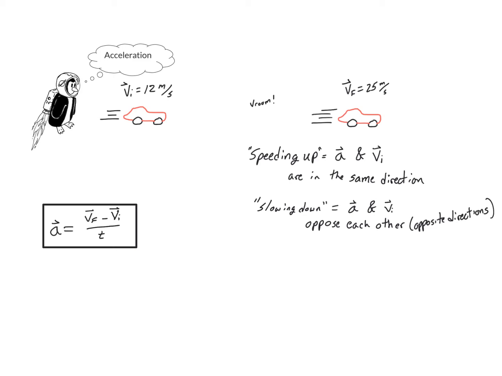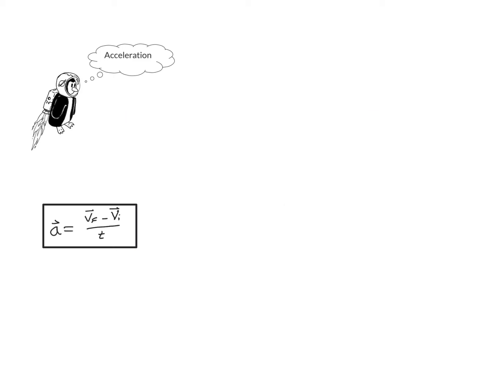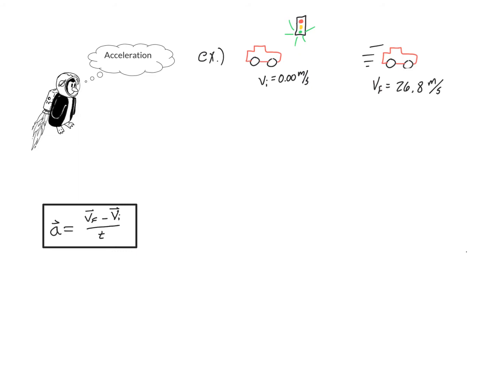To illustrate this, I'm going to give you three examples. Example 1. Say you start at rest. Maybe you're at a stoplight, and the light turns green. So you zoom up to a final velocity of 26.8 meters per second, and this takes you approximately 4.60 seconds. What is your acceleration during this time?